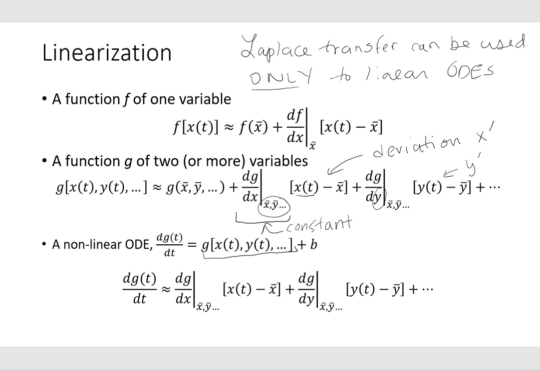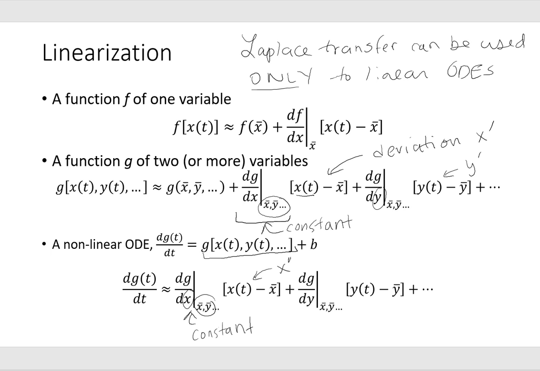So very similarly, we can linearize this by using the same approach. We take the derivative of the function g with respect to the first variable and evaluate that at the initial steady state conditions. This becomes a constant. Then multiply it by the deviation variable x prime, which is the first independent variable.